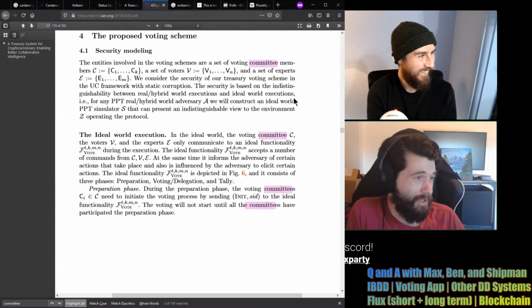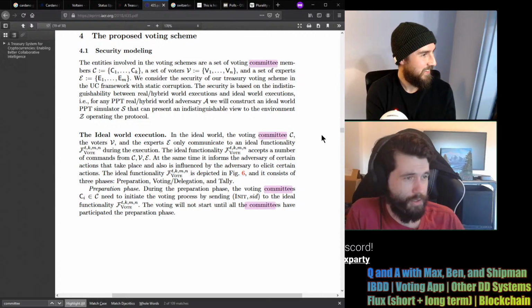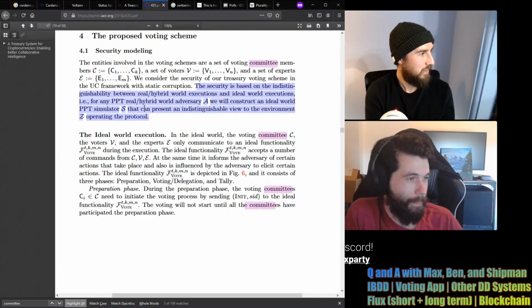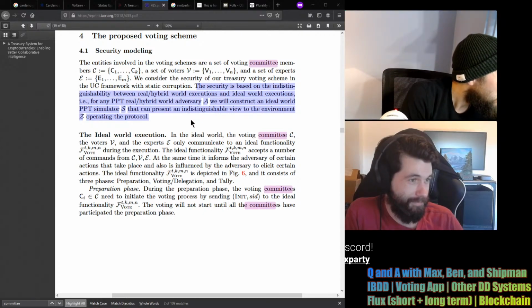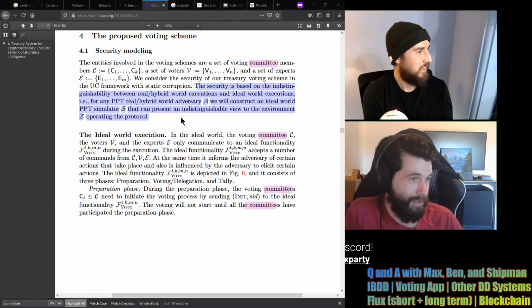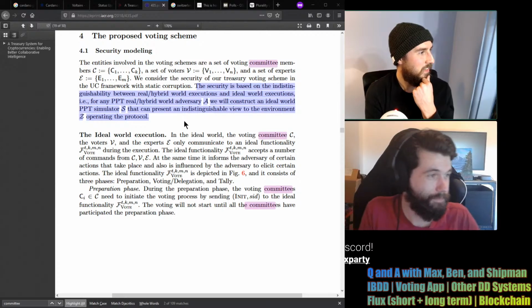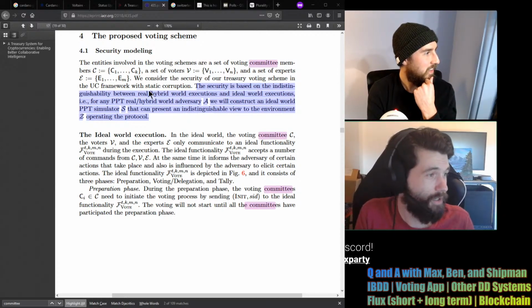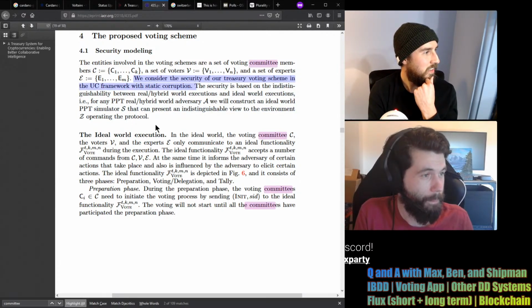I mean, security is based on the indistinguishability between real hybrid world executions and ideal world executions, i.e. for any PPT real hybrid world adversary A, we will construct an ideal world PPT simulator S that can present an indistinguishable view to the environment Z operating the protocol. Whew. So, one sentence. I don't think there's any full stops in that. Yeah. So that's a 2-sentence. No, sorry. It's a 3-sentence paragraph. There's another stop here.